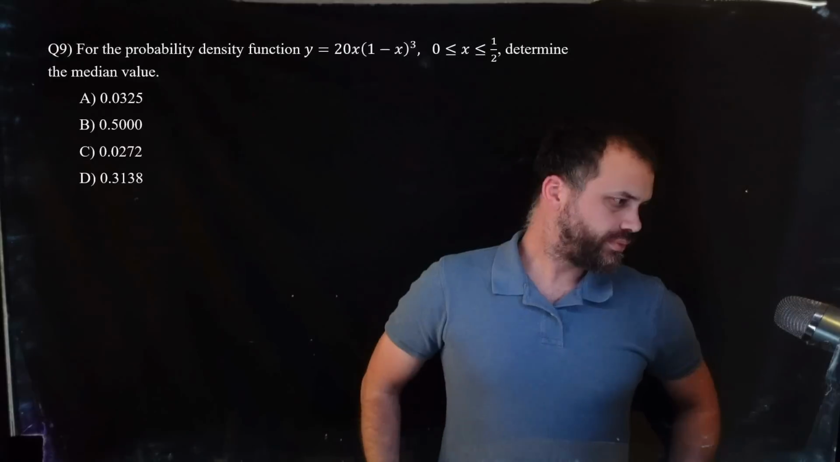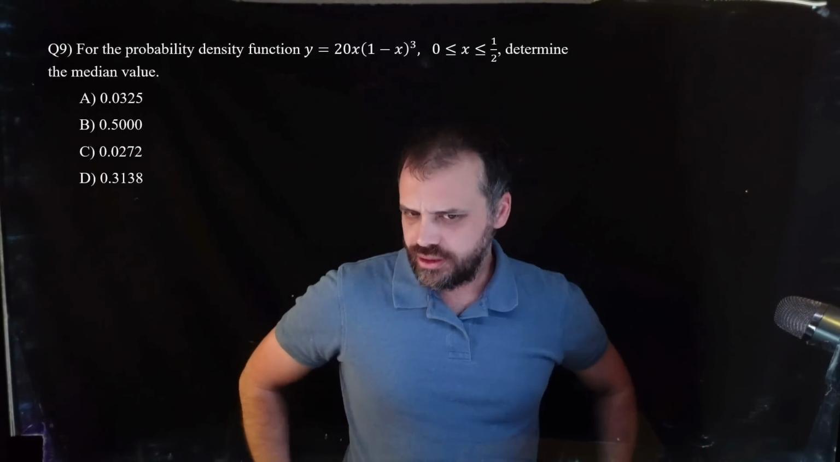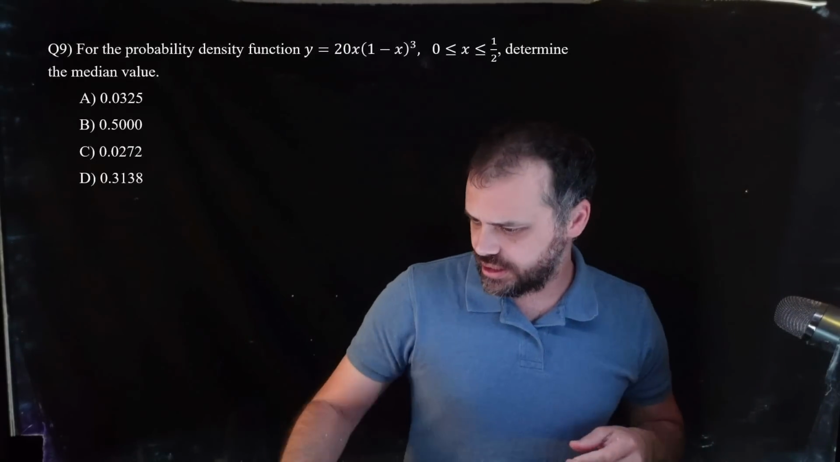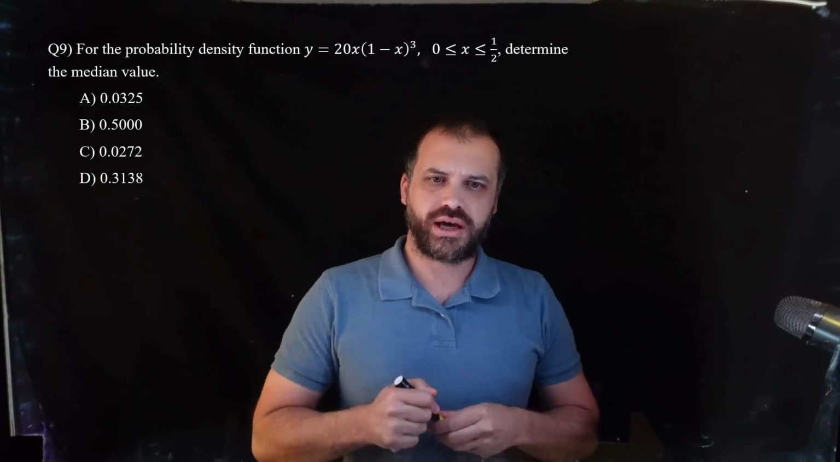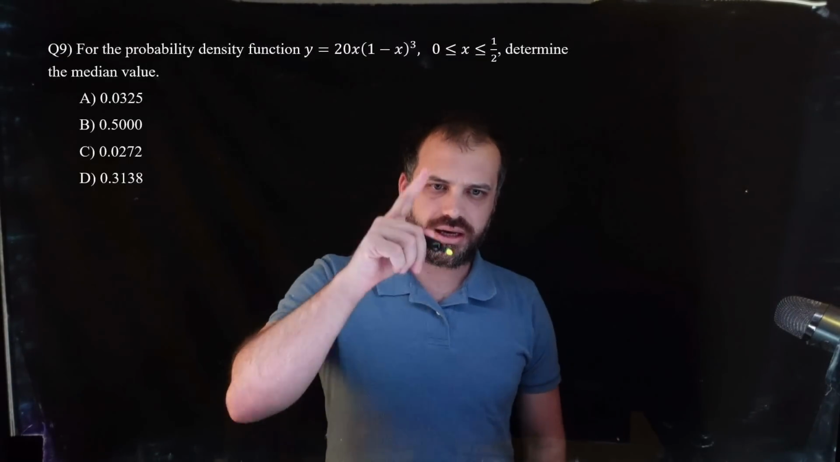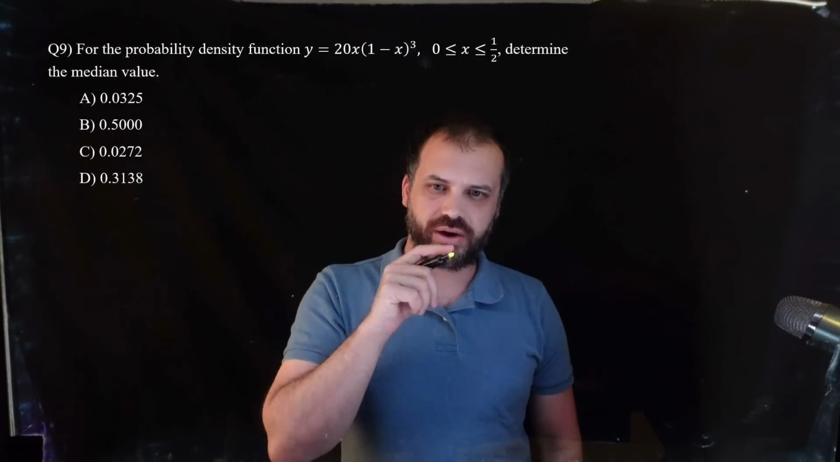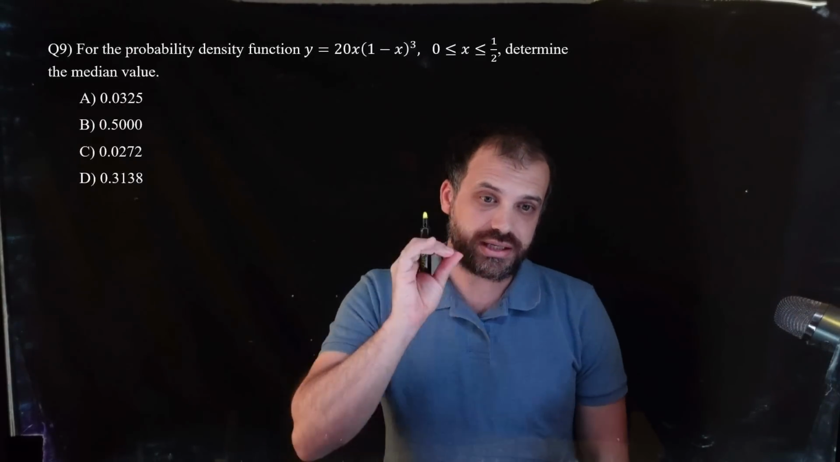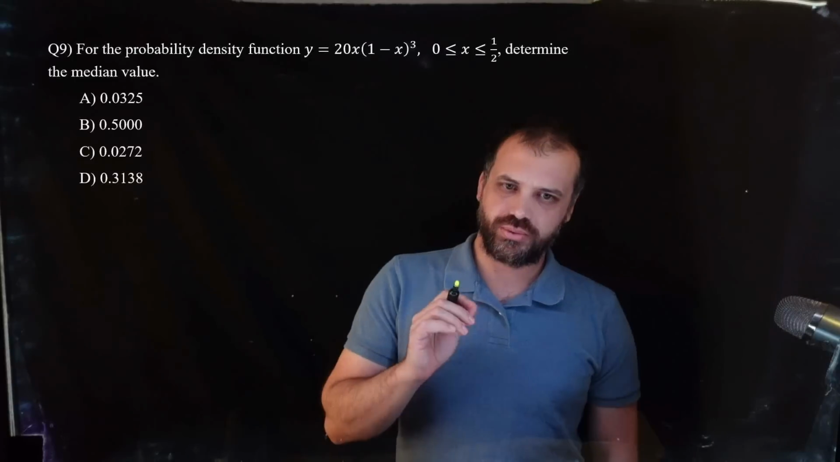Next question. All right, have a try at this one. Got a little bit of a theme going here today. We got some integrals and stuff. We've got a probability density function here between 0 and 1/2. And we're being asked to find the median value. So what does that mean?